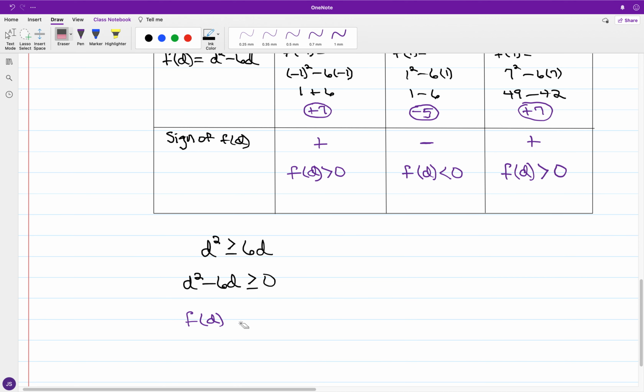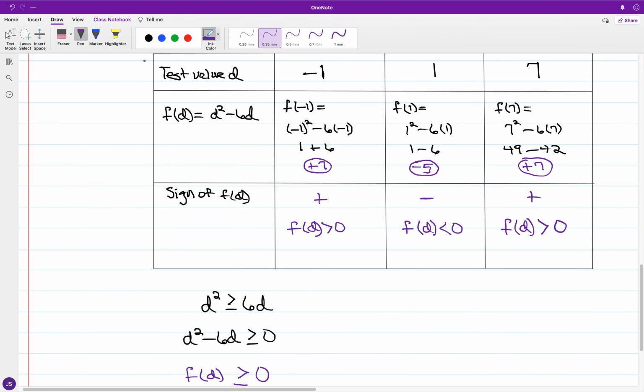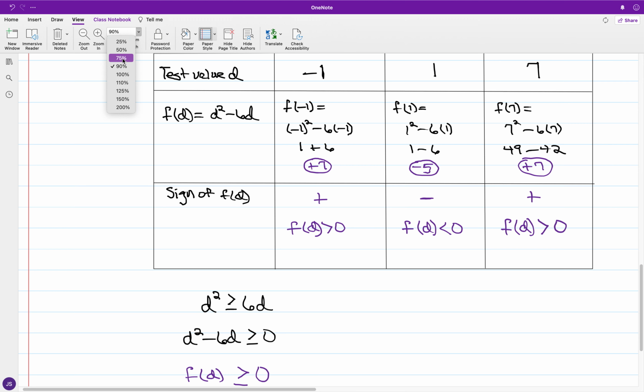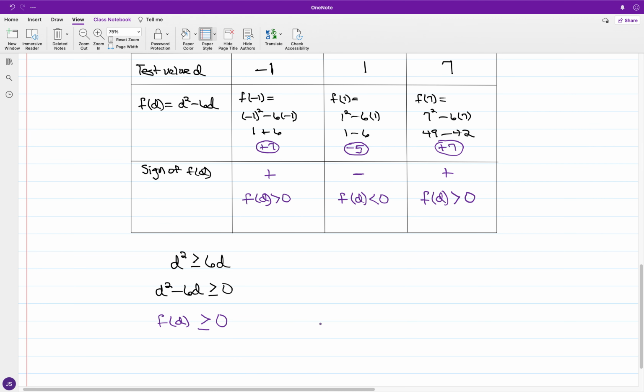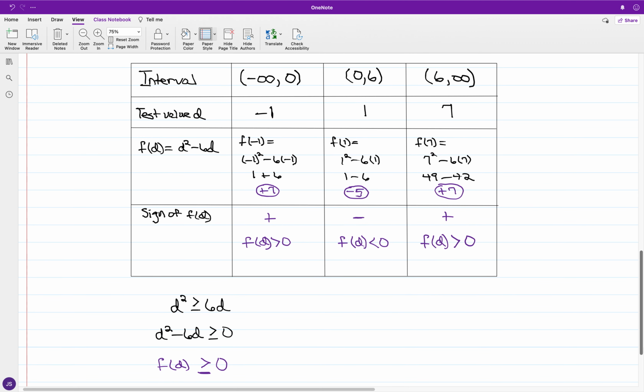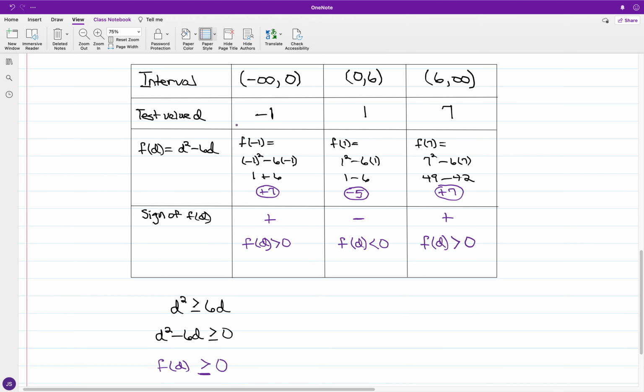Okay, so we had d squared is greater than or equal to 6 times d, and as a comparison to 0 inequality, we have that d squared minus 6 times d is greater than or equal to 0, and that is just signaling where we're going to have f of d is greater than or equal to 0. So in referencing what we have from the table, f of d greater than or equal to 0 will be in the same direction as where f of d is greater than 0. But again, you might have brackets around the zeros.